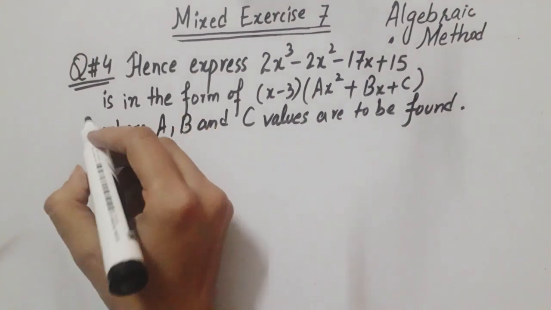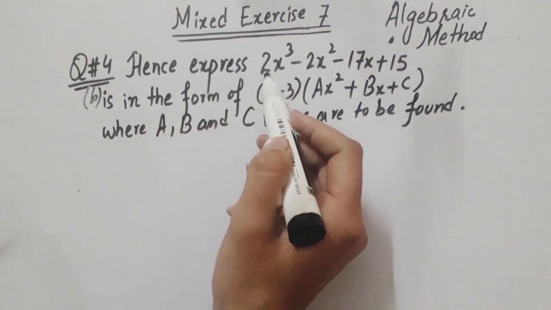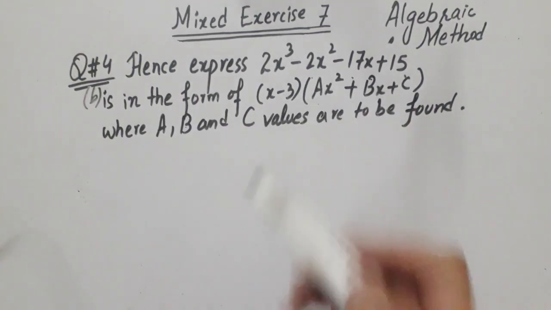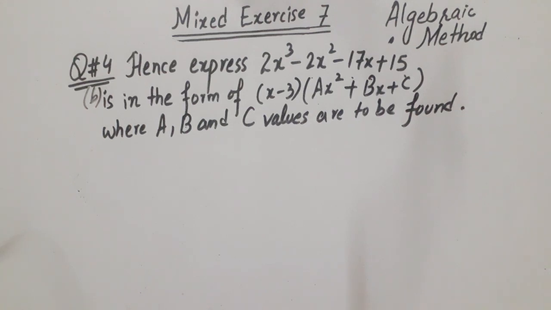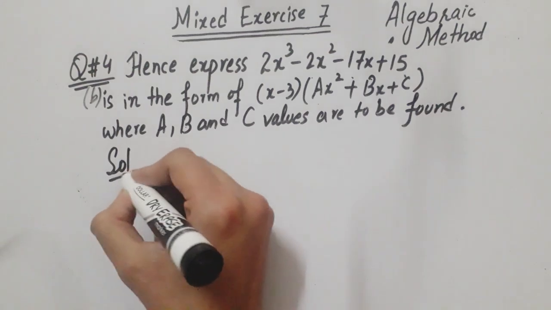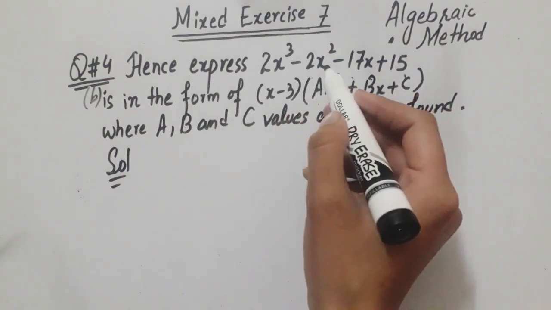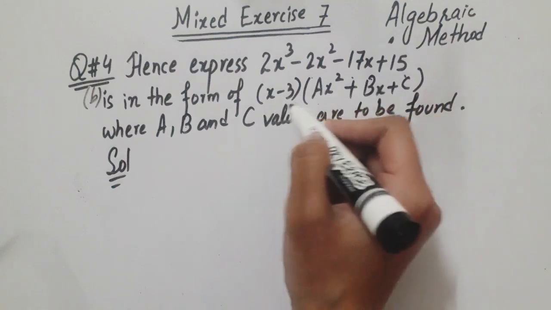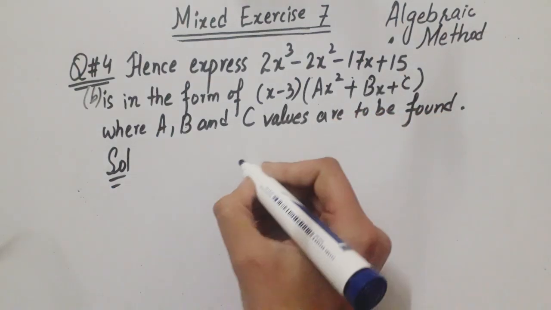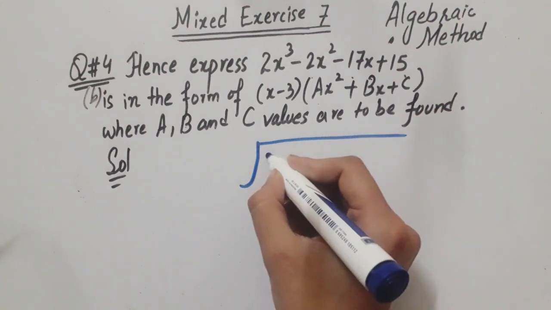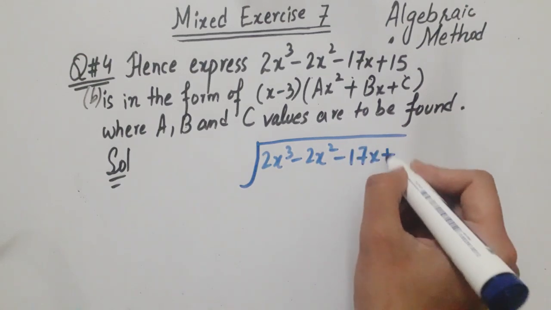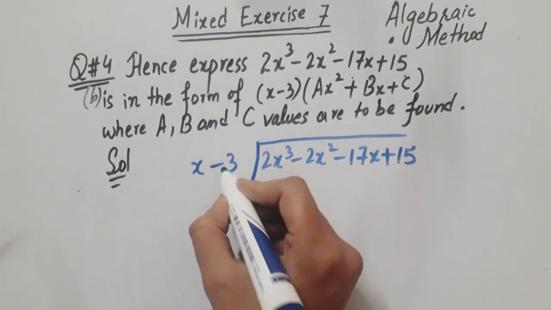Now question number 4, b part is, express 2x cube minus 2x square minus 17x plus 15 in the form of x minus 3 into ax square plus bx plus c, where a, b, c are the values to be found. So we will solve this question by the division method. Divide 2x cube minus 2x square minus 17x plus 15 by x minus 3 and find the remainder is 0. So 2x cube minus 2x square minus 17x plus 15, and we have x minus 3.